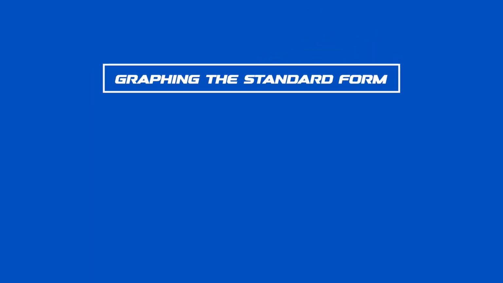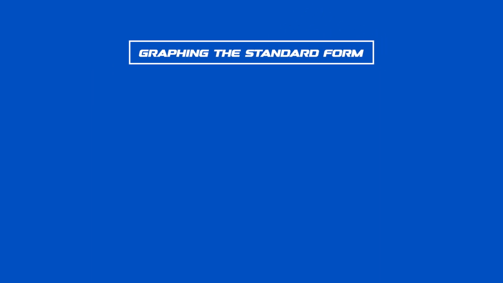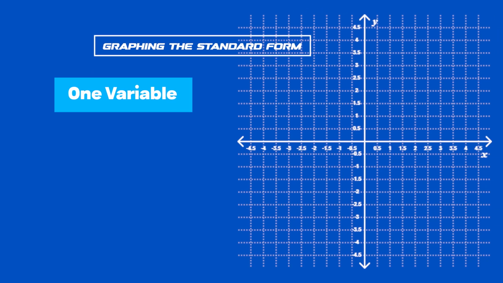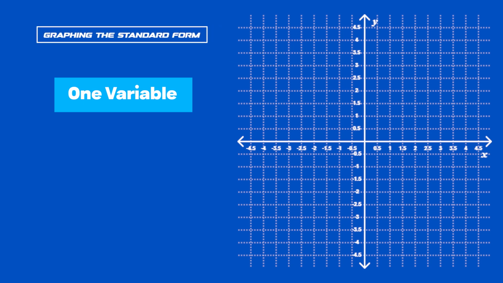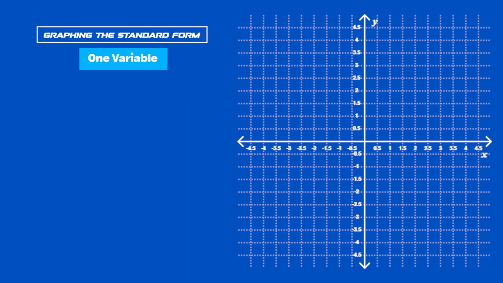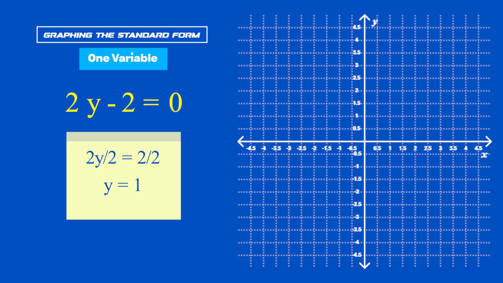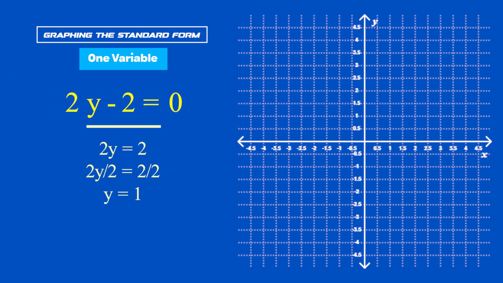Let us try to graph the forms of linear equations that we had previously. In graphing linear equations in one variable, we simply solve for the value of the variable. In this example, we get the value of y, which is equal to 1. To graph, we locate y is equal to 1 and draw a horizontal line since there is no value for x.